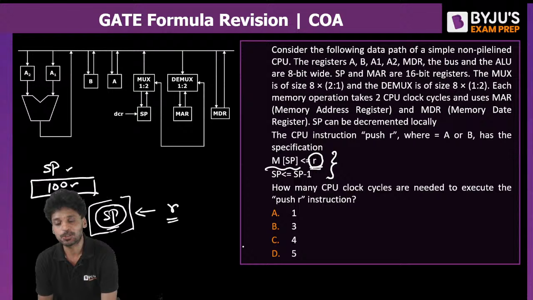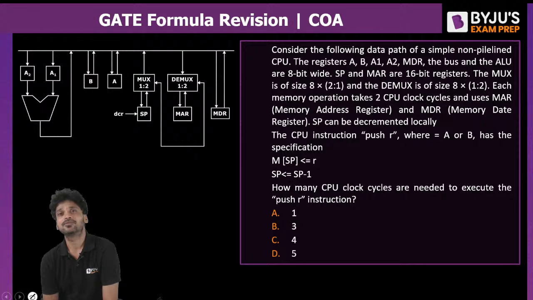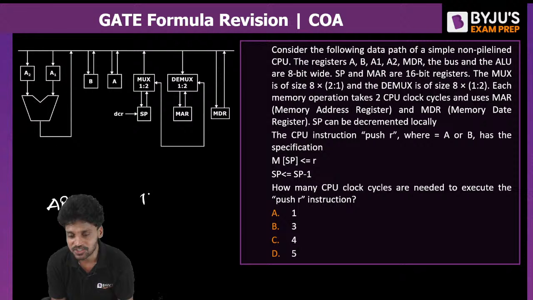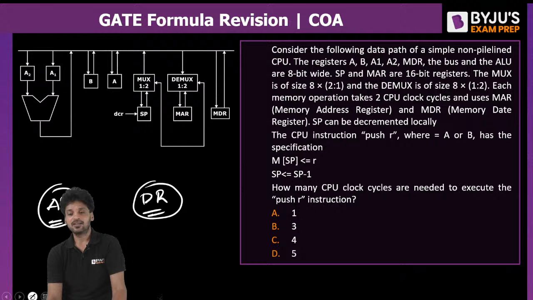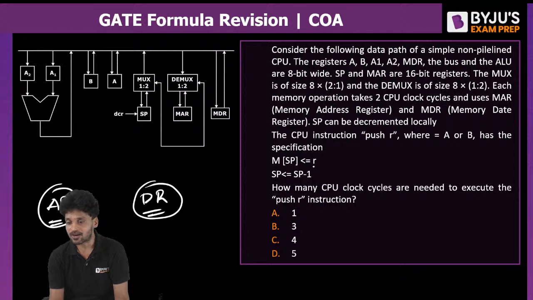Okay. So, in order to execute this operation, how many clock cycles actually are required? Understand, as I already told you, when I want to make a transfer to the main memory, I require two people. One is the address register, one more is the data register. Here, I am transferring a content. The content that I am going to transfer is R. R is either A or B. The contents of register A, for an example, needs to be transferred to memory of SP.